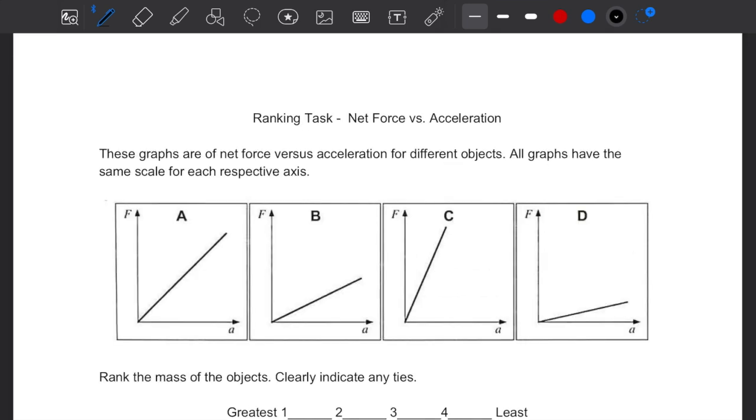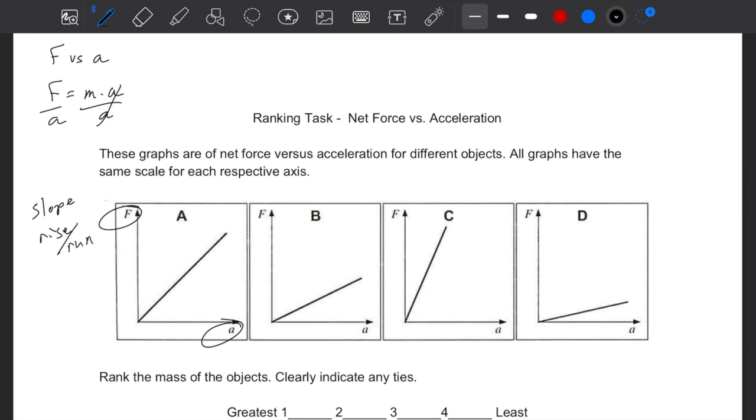What is the relationship that we have between force and acceleration? Because the graphs are force versus acceleration, right? And if we think about slope, slope is rise over run. So that would be force over acceleration. And if we know force is mass times acceleration, force over acceleration would give us mass. So bigger slope, bigger mass.